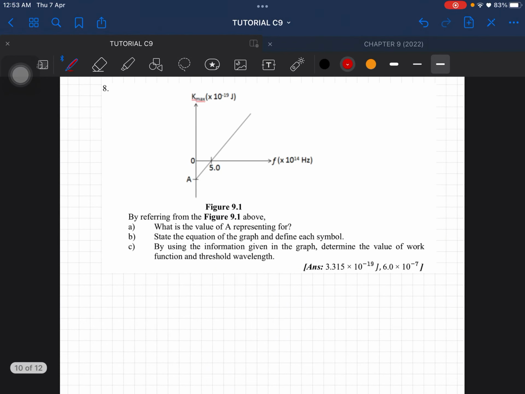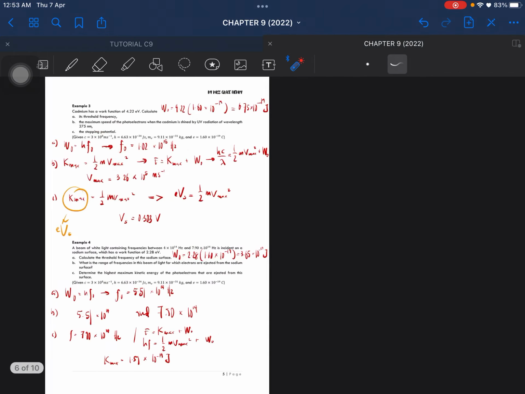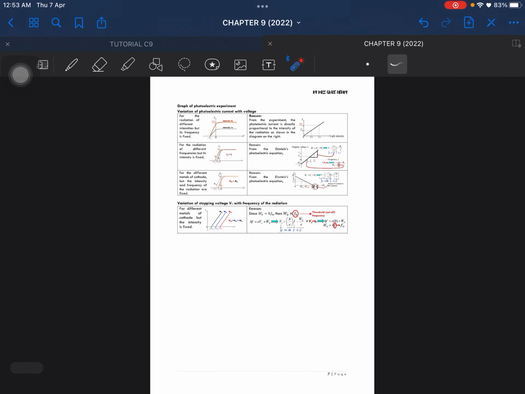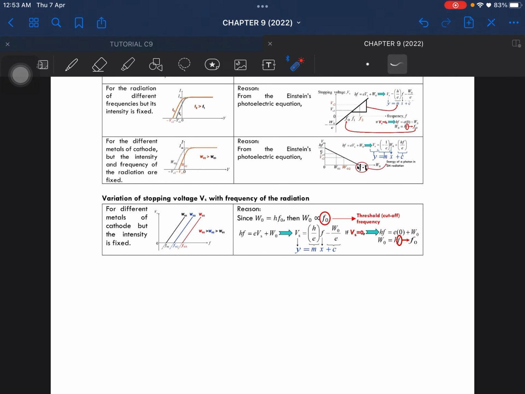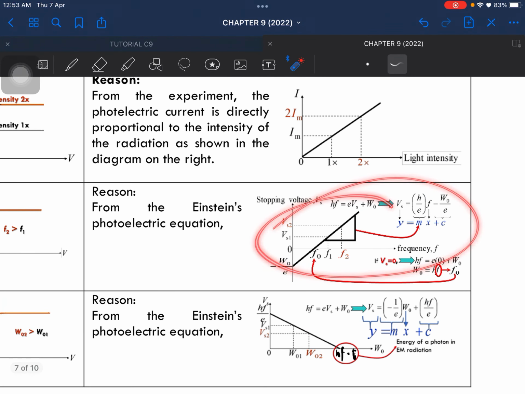Okay, now question 8. By referring to this diagram here, what is the value A representing? If you remember, this is actually a graph for the photoelectric experiment, a variation of it. If you look at that, it's actually telling us about the work function. If you see this table here, this is the photoelectric equation.